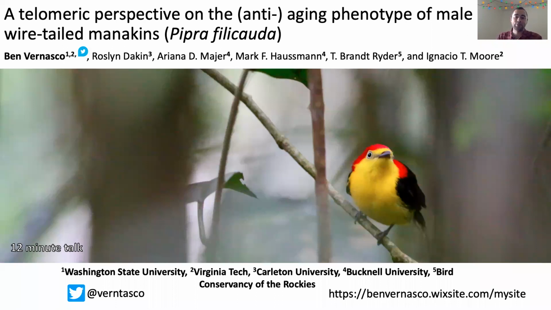Today I'm going to be telling you about some research from my dissertation in which I look at the telomere dynamics of male wire-tailed manakins.